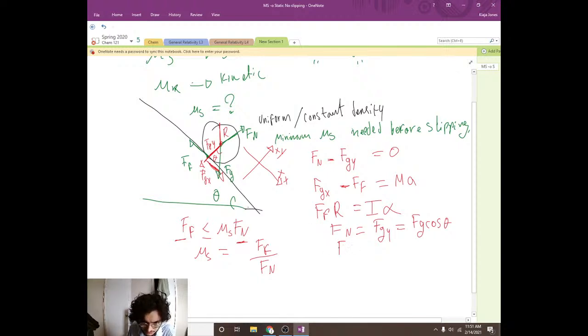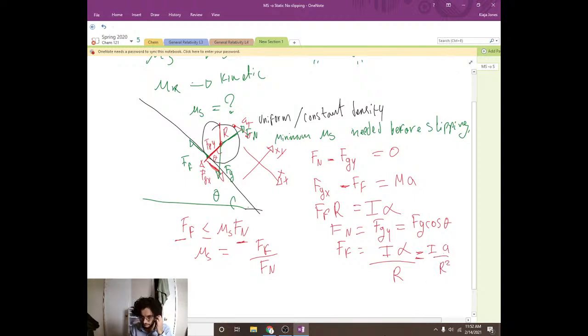And we have the friction force, which equals the moment of inertia times alpha over r. Now, assuming that there is no slipping, we know that alpha is a over r, the linear, tangential acceleration at this point. So this is going to be I over r squared times a.